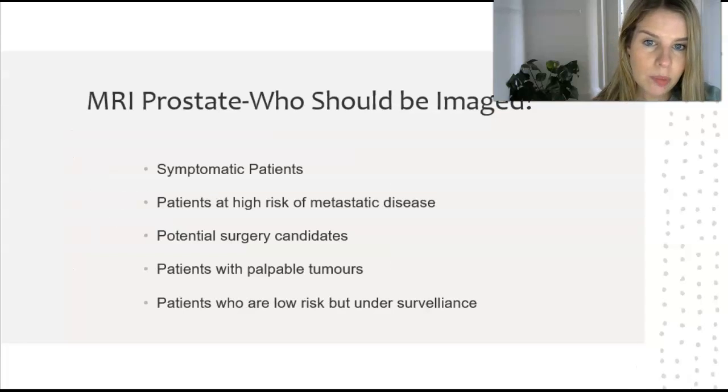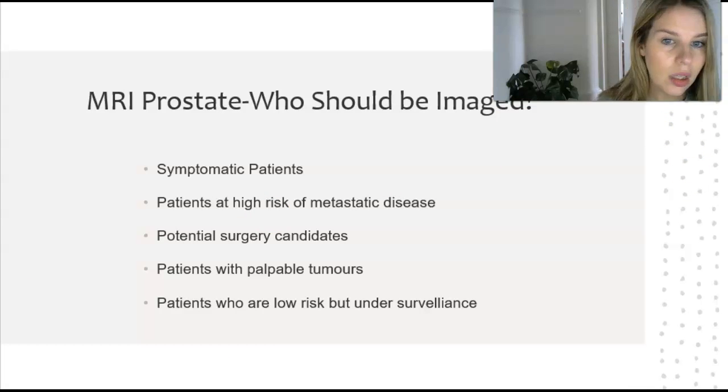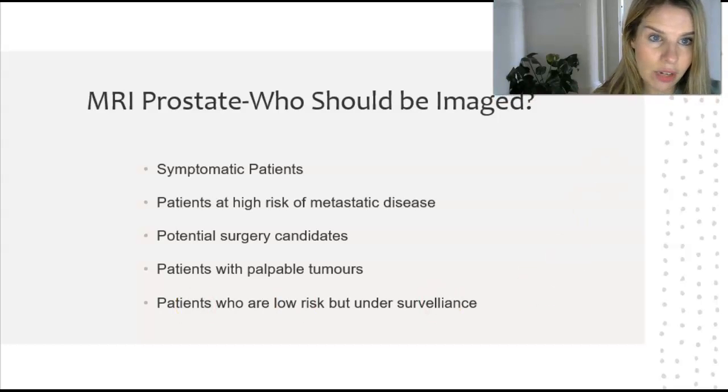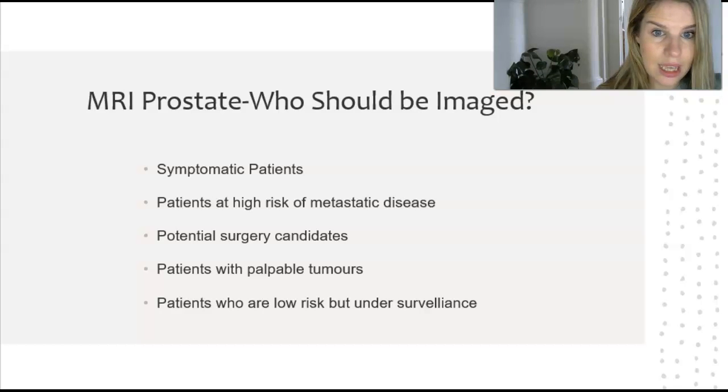So in terms of who should be imaged with MRI, any symptomatic patients should receive MRI, because it really has a good contributing role in determining the extent of the tumour, any associated complications. It's good for planning treatment, for planning biopsy. Also, any patients who are considered at high risk of metastatic disease, so if they've got a high Gleason score, then they would absolutely get an MRI scan to ascertain any evidence of metastases.